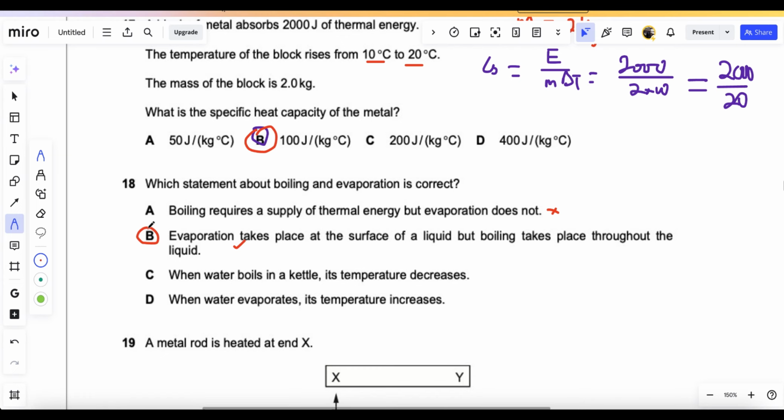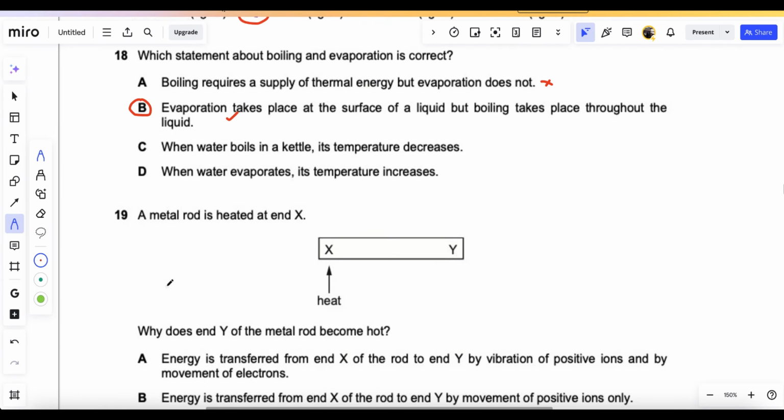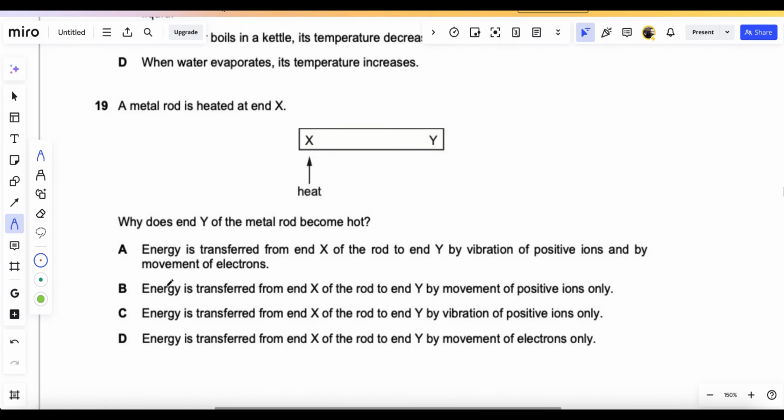So we go to question 90 as quickly as possible. Question 90 says, a metal rod is heated at end X. You heat a metal rod at end X. Here, you are heating it from here. So why does end Y of the metal rod become hot?